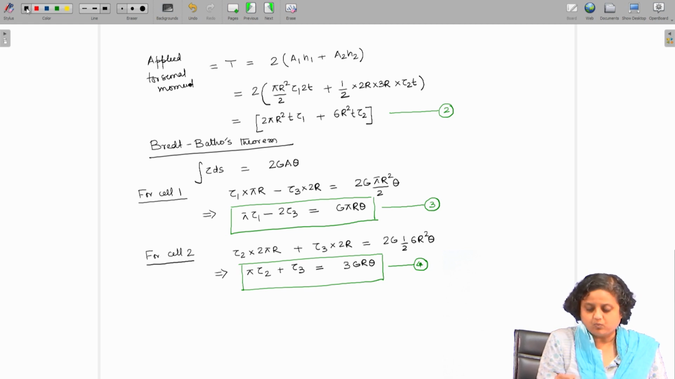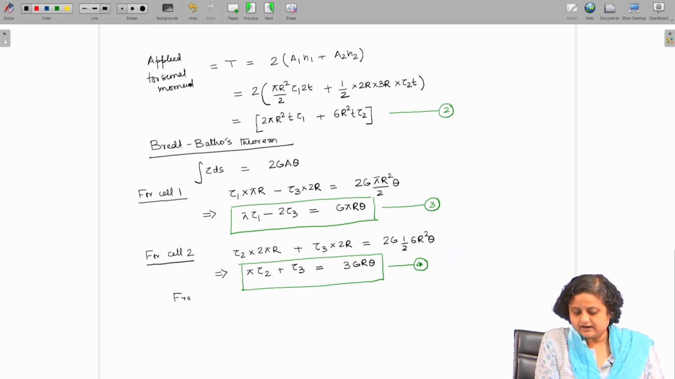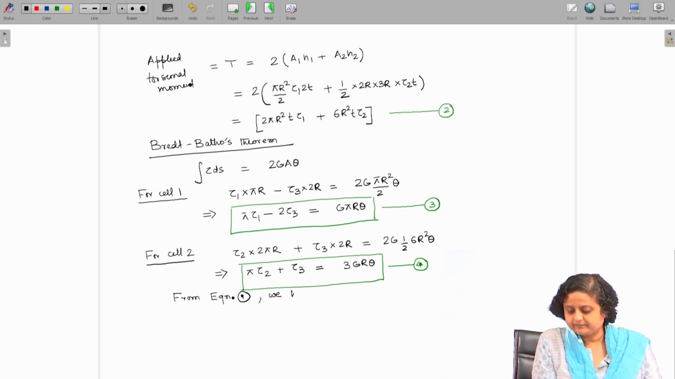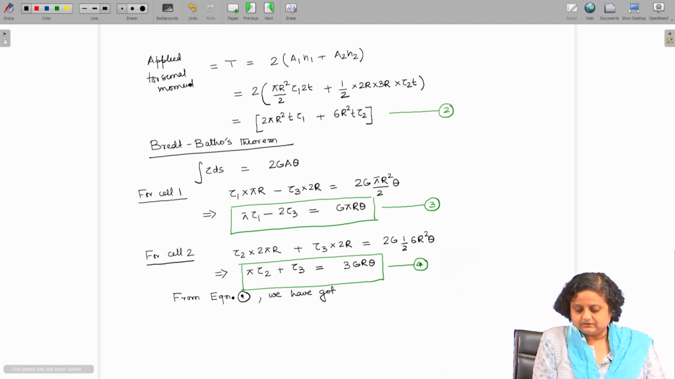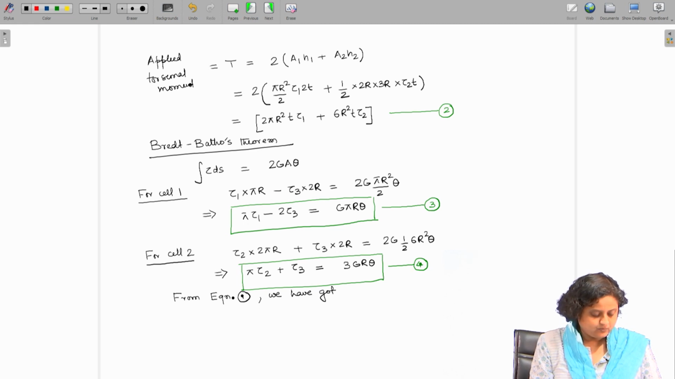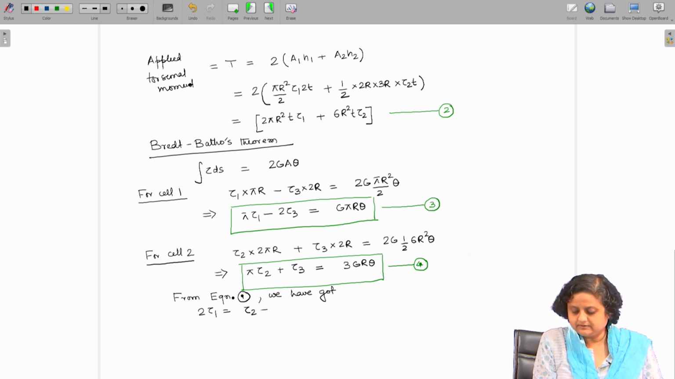Now, from equation 1, which we derived earlier from the geometry of the deformed membrane, we have 2 tau 1 equal to tau 2 plus tau 3. This was equation 1 that we had derived earlier.